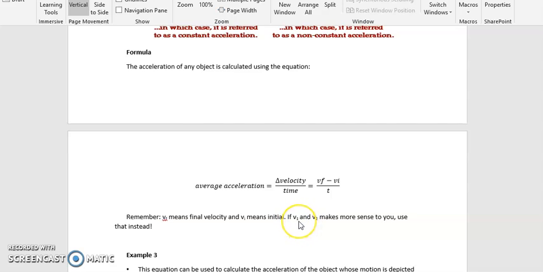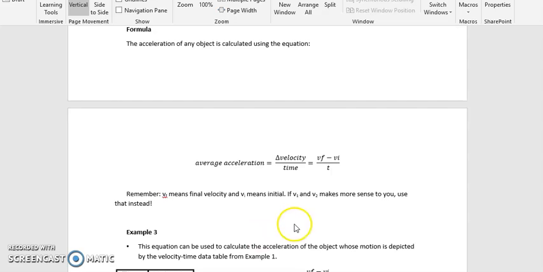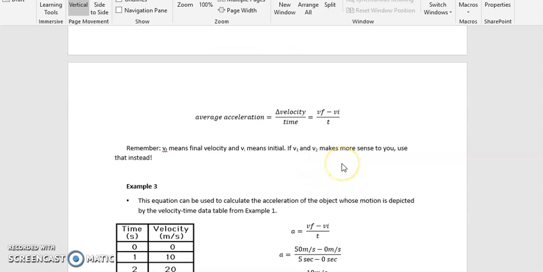If saying velocity 1 for initial here and velocity 2 makes more sense to you, you could use that instead. Just use whatever wording makes the most sense to you for VF, VI, knowing that you're taking the ending product and then subtracting the starting product from that.